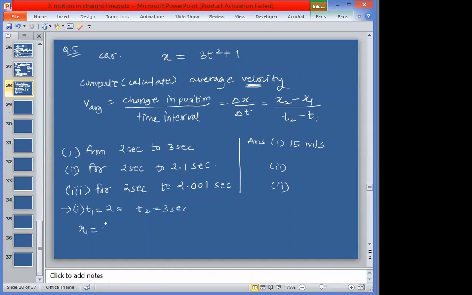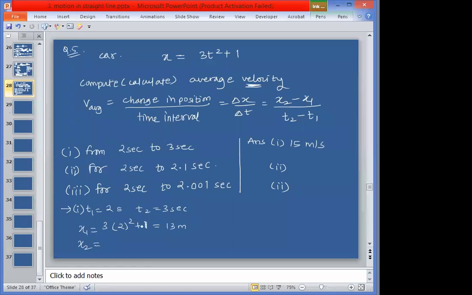Sir, put the initial time. x1 equal to 3 into initial time, which is 2. So 3 into 2 square plus 1. So 2 square is 4. 4 into 3 is 12. 12 plus 1 is 13 meter.